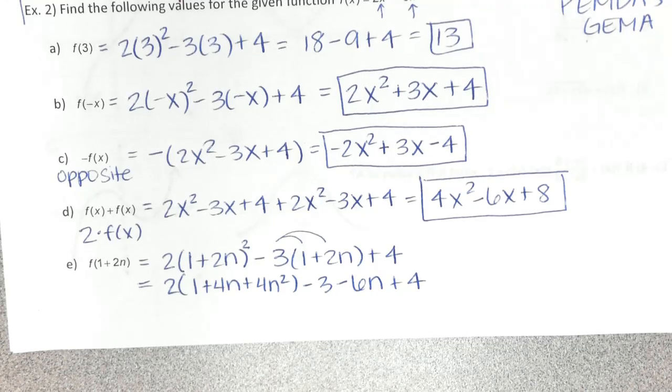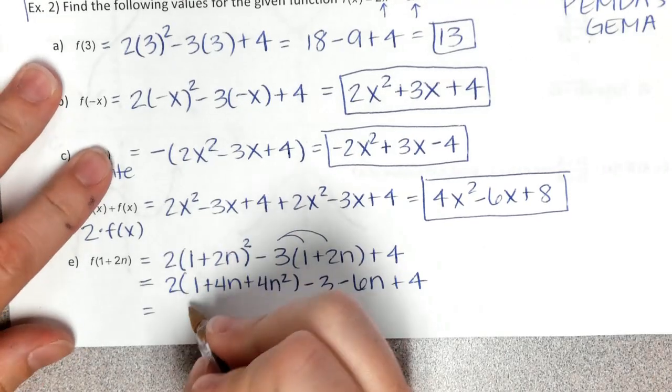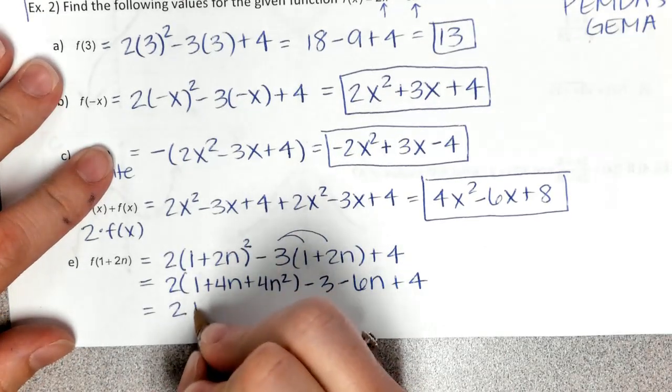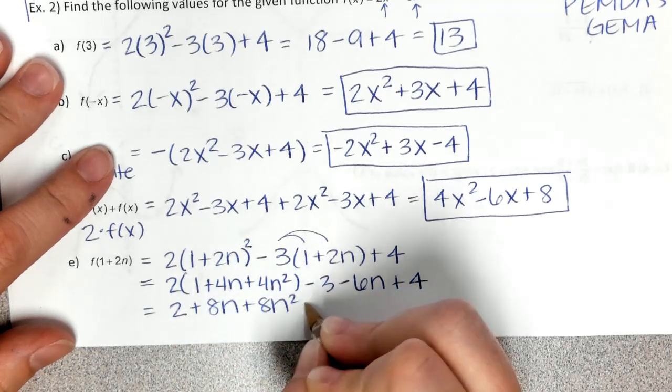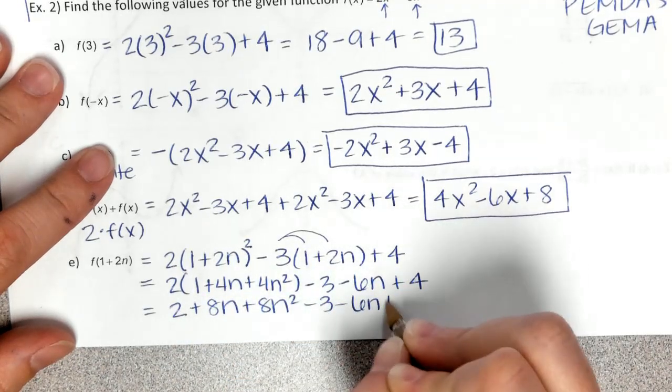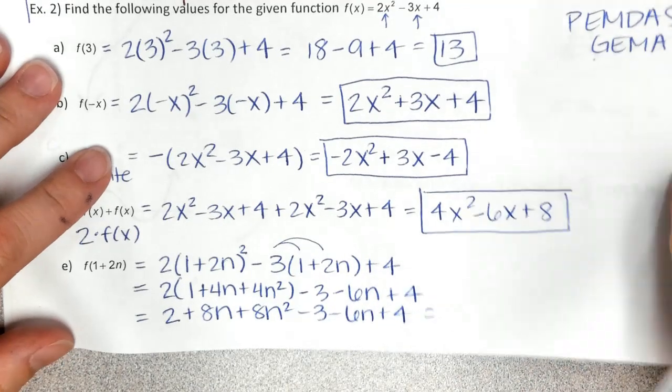There's more opportunities. Let's go over the answer. All right. So when I distribute this 2, I get 2 times 1, 2 times 4n is 8n. This is 8n squared minus 3 minus 6n plus 4. And then at the end, you're combining your like terms.